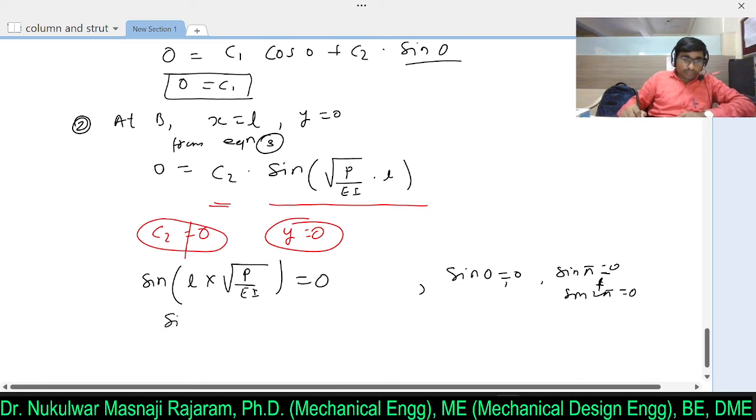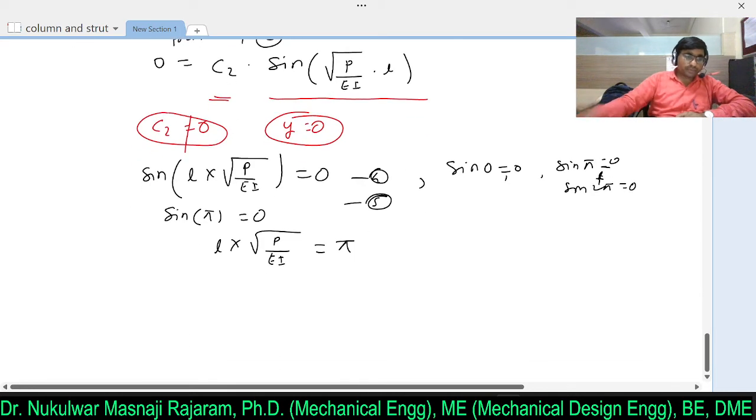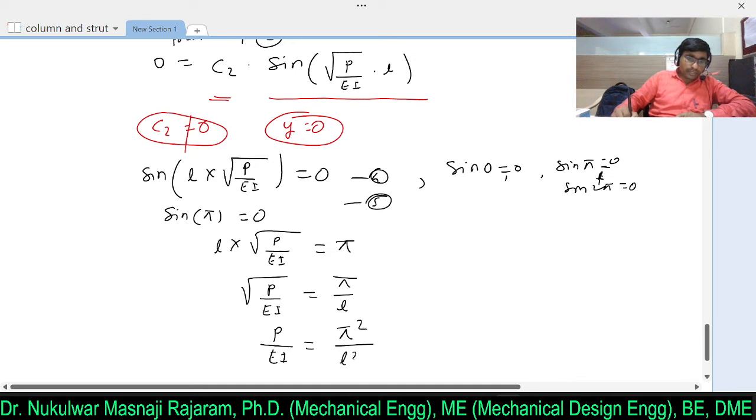So sine pi will be equal to 0. So from these two equations, let's say this is 4 and 5, from equations 4 and 5 I can rewrite L into under root of P divided by EI, that will be equal to pi. Simple. So if I take this L to the other side, then I can rewrite P divided by EI equal to pi by L. Simple. Now I will take the square of both sides, then P divided by EI will be equal to pi square divided by L square.